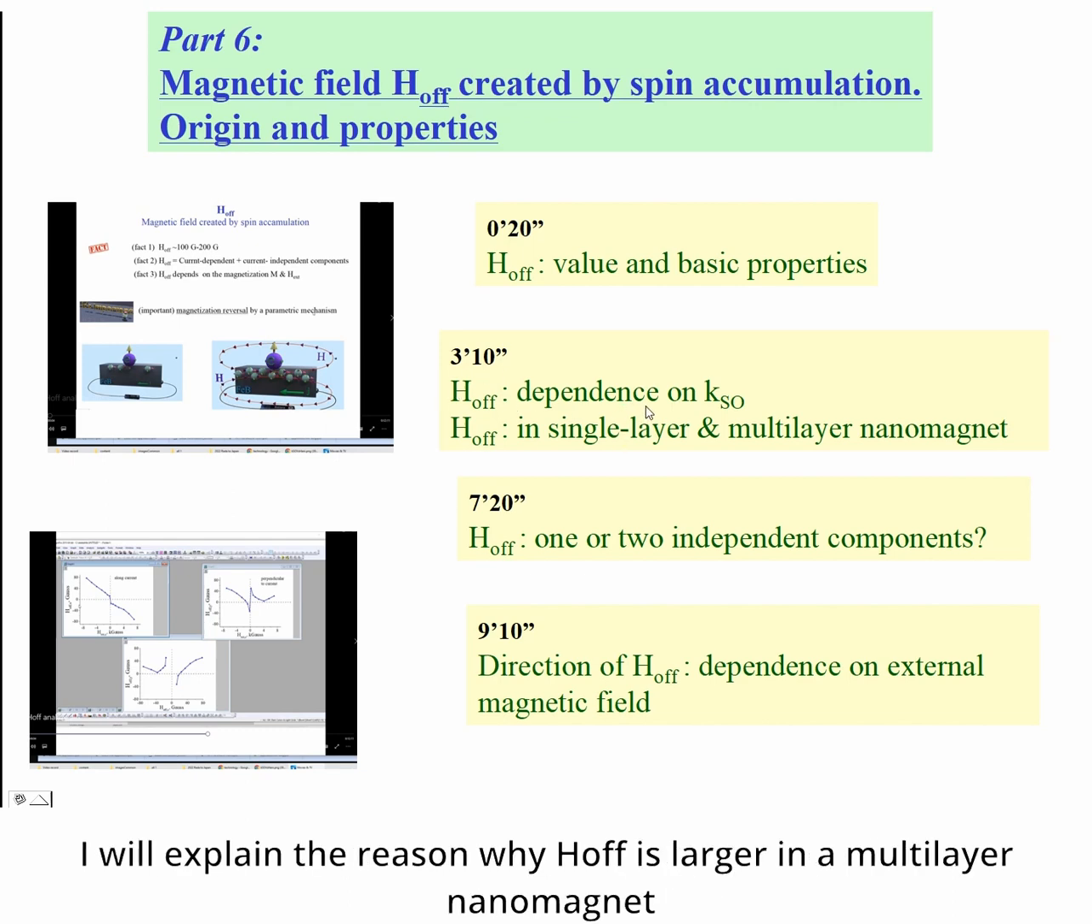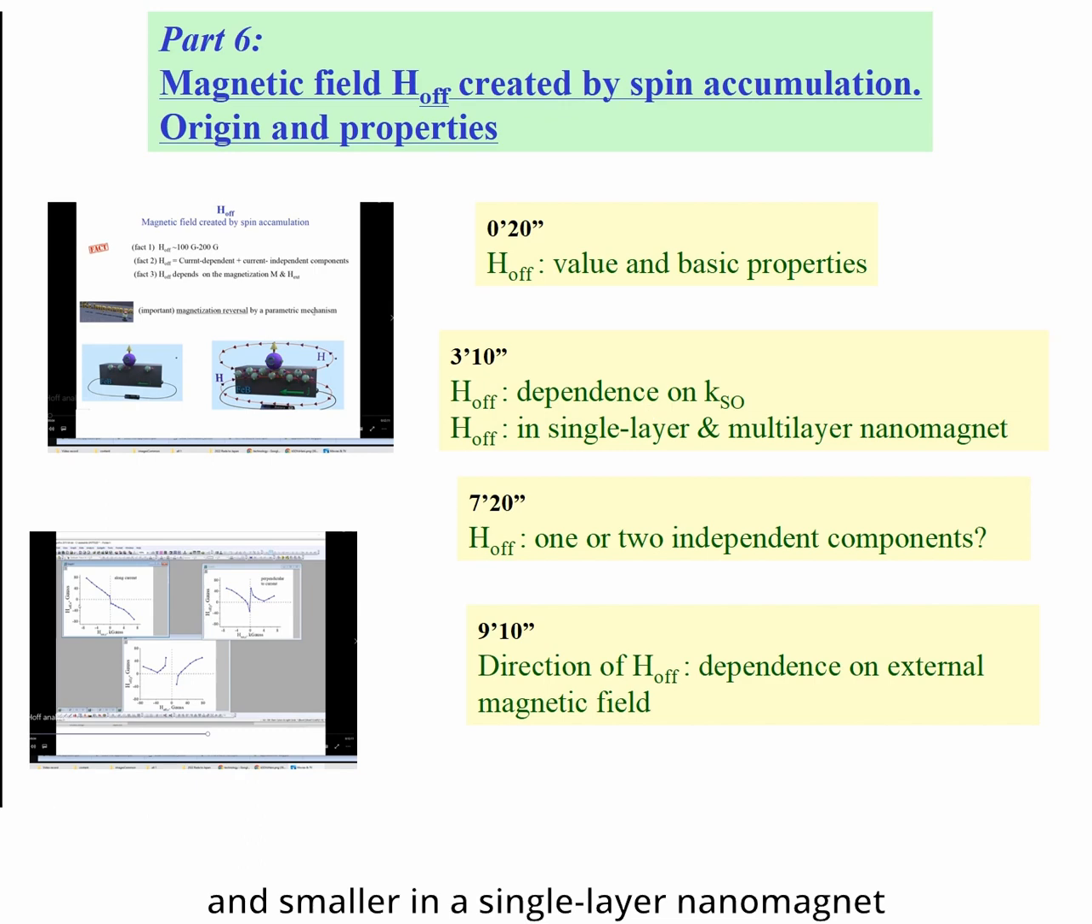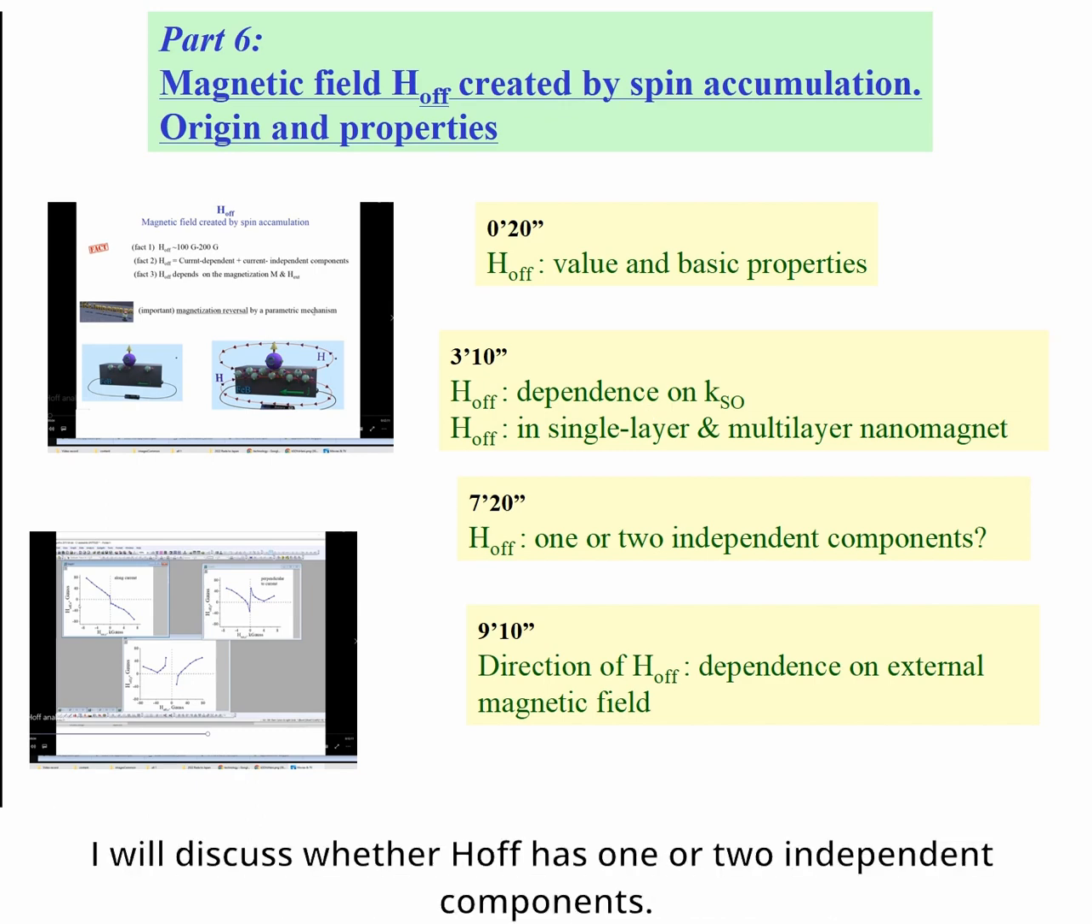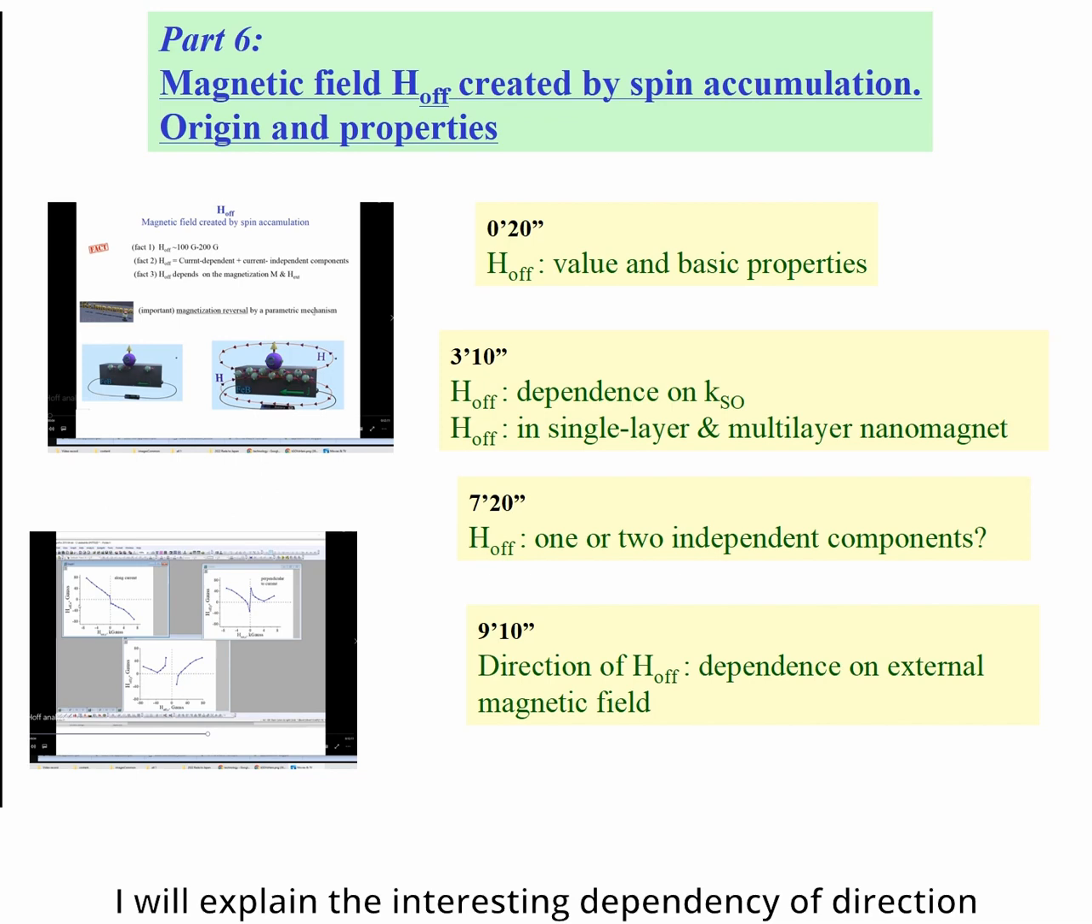I will explain the reason why offset field is larger in a multilayer nanomagnet and smaller in a single-layer nanomagnet. I will discuss whether offset field has one or two independent components. I will explain the interesting dependency of direction and magnitude of offset field on the external magnetic field.